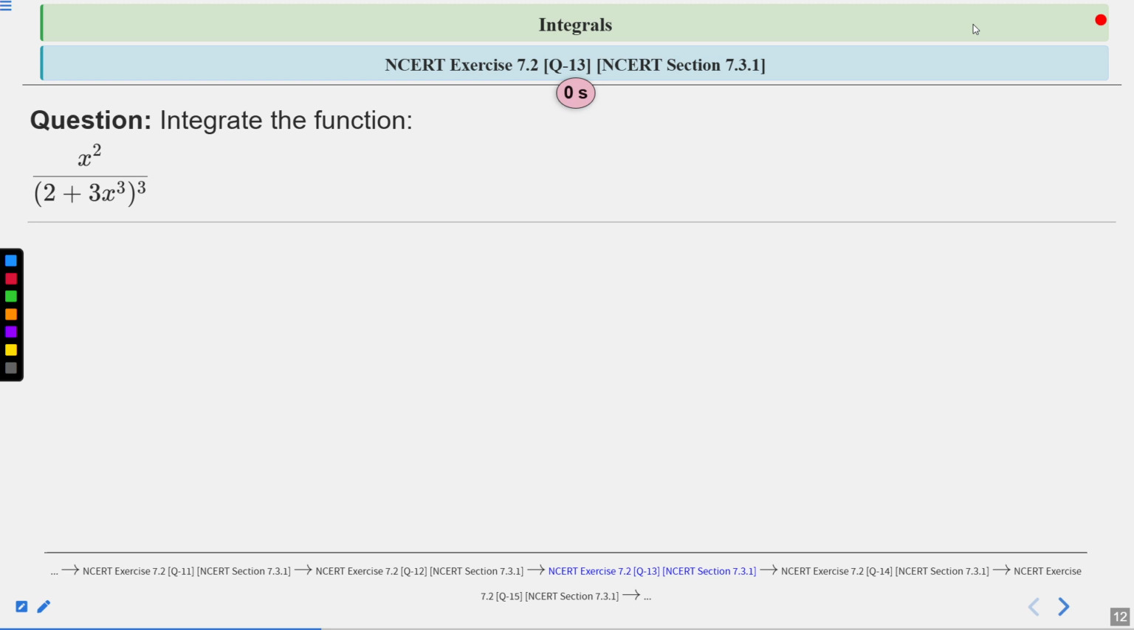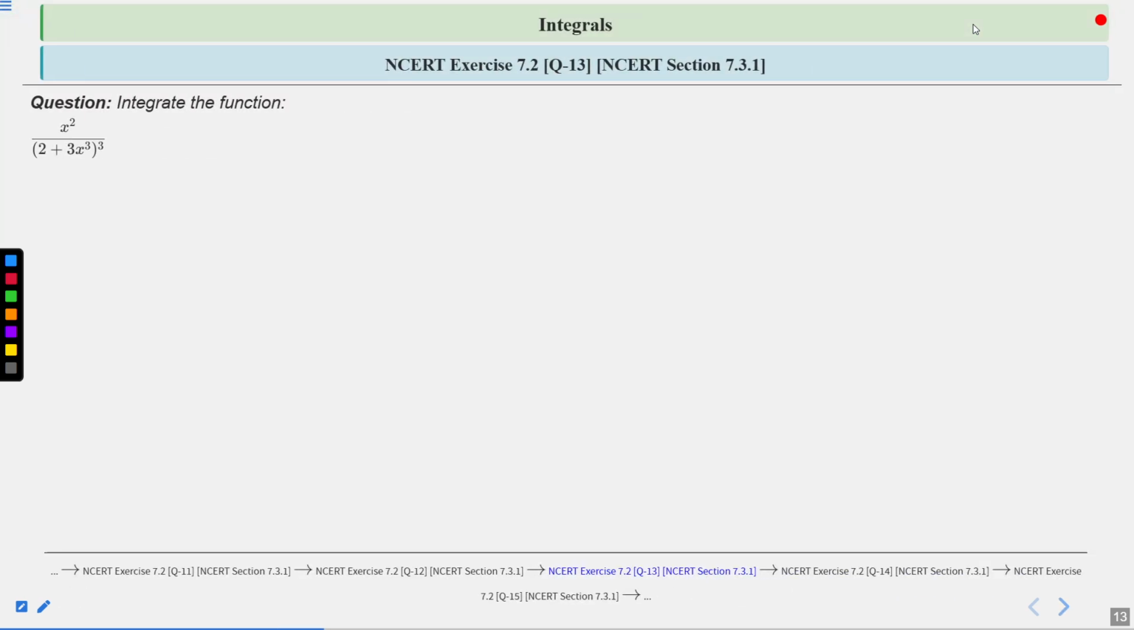Okay, hope you all have attempted this. Let us see how we can solve this and what the answer will be. The correct answer of this question will be minus 1 upon 18 into (2 plus 3x cube) whole square plus c. Okay, let us see the solution part.